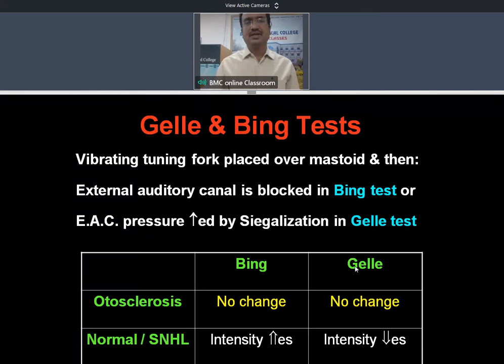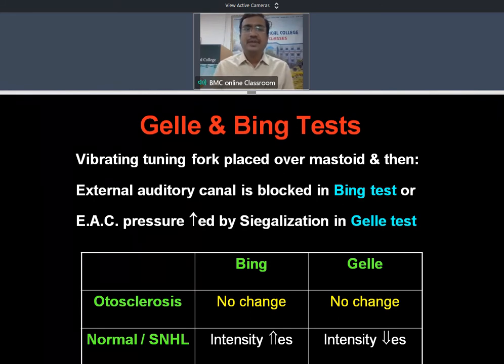In Jelly's test also, we will vibrate the tuning fork and place the base of the tuning fork over the mastoid process, and we will increase the pressure in the external auditory canal by Siegelization. That is, by using the pneumatic speculum, we will increase the pressure in the external auditory canal. Then we will ask the patient whether they are able to hear the sound normally or with decreased perception of the sound.